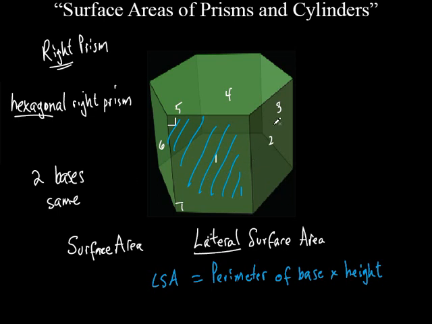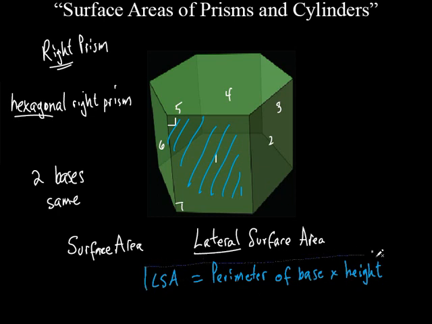Instead of doing that individually for all 6 of those, what I could do is just take this base, this one, this one, this one, this one, add them all up. Because it's the same height, then just take all those added up and multiply by the height. That's the perimeter of the base. So that's kind of a nice way of doing things. So the perimeter of the base times the height. That's the lateral surface area.